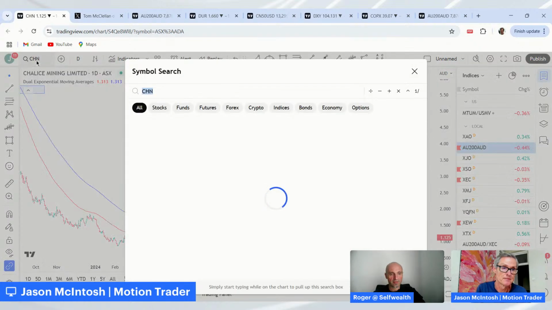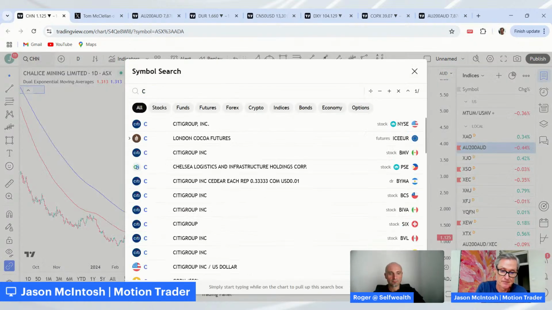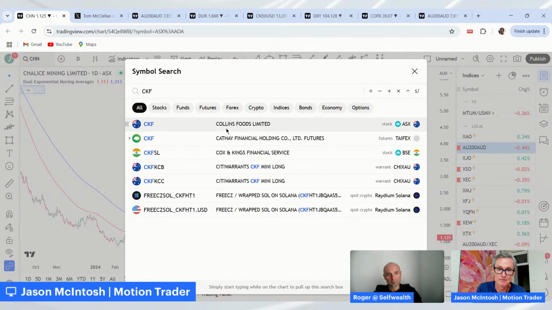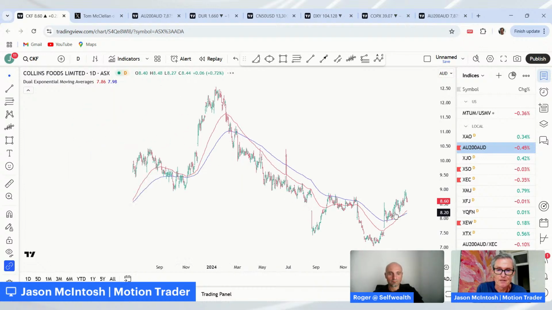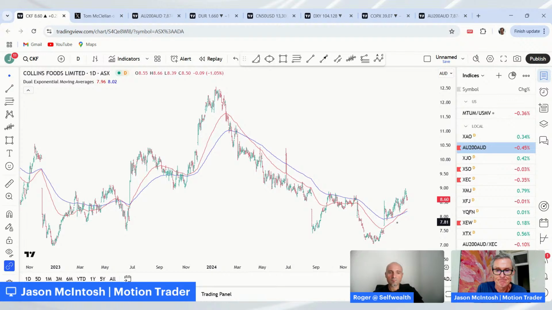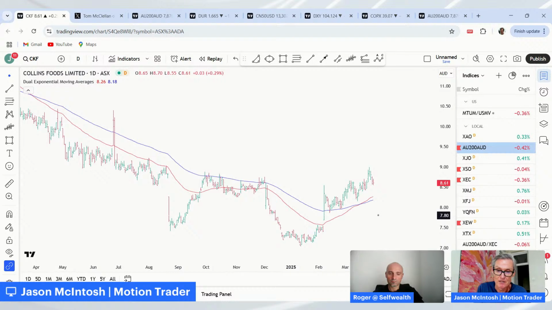Okay, a couple more to go through here. CKF. This has triggered a signal. This is a Motion Trader stock. It triggered a signal last week. You can see it's gone a lengthy period below the moving averages. It's just gone above the moving averages, consolidated for a bit. Moving averages have now crossed. So the moving averages crossed on the 18th of March.